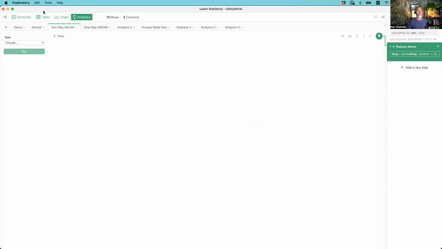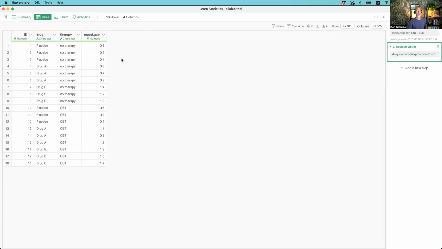Okay, so I have this data. It's a very simple case, and we have 18 rows. We have the drug variable, which has placebo, drug A, and drug B, and each row is a patient. We are testing the effect of the drug. On top of that, we also have something called therapy. Half of the patients have been taking some therapy sessions, a psychological side of things, and half of the patients have not been taking any therapy in the past couple of weeks.